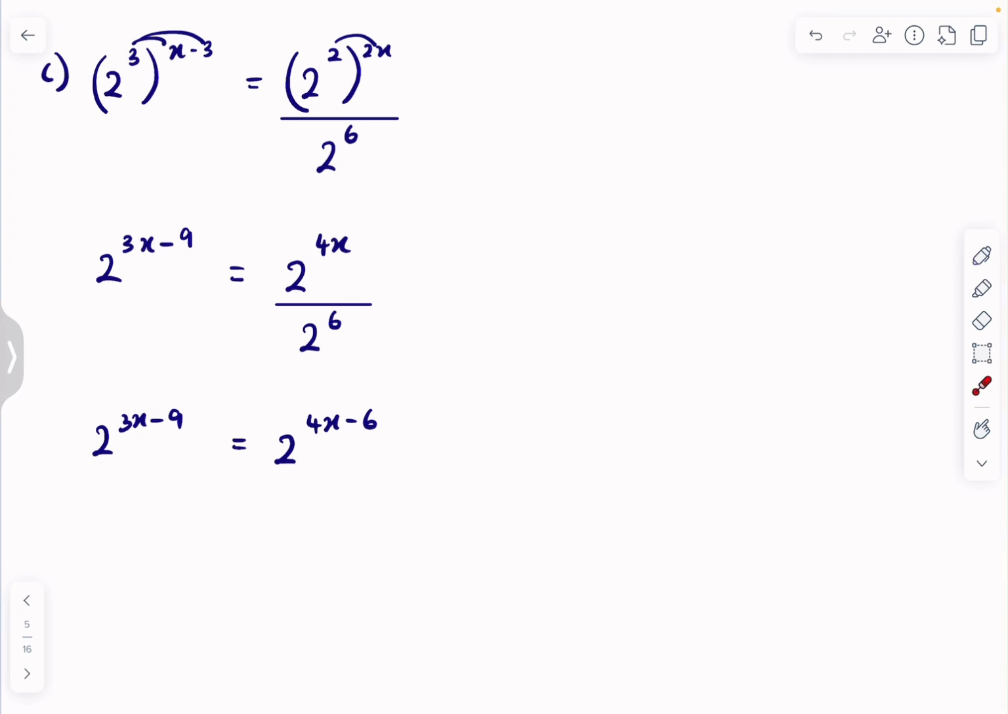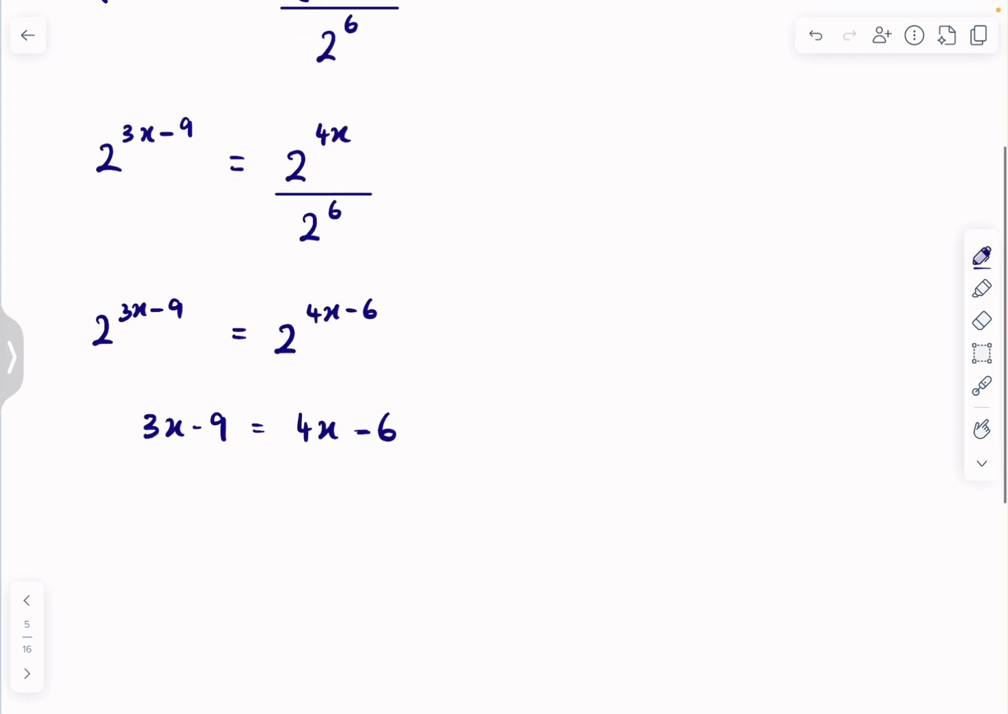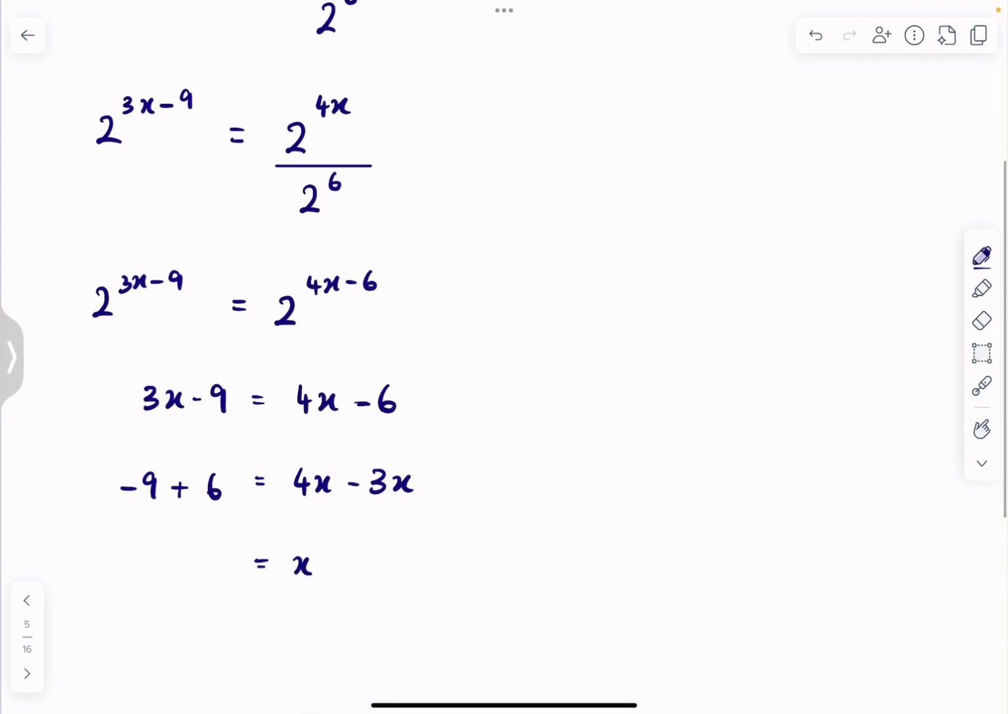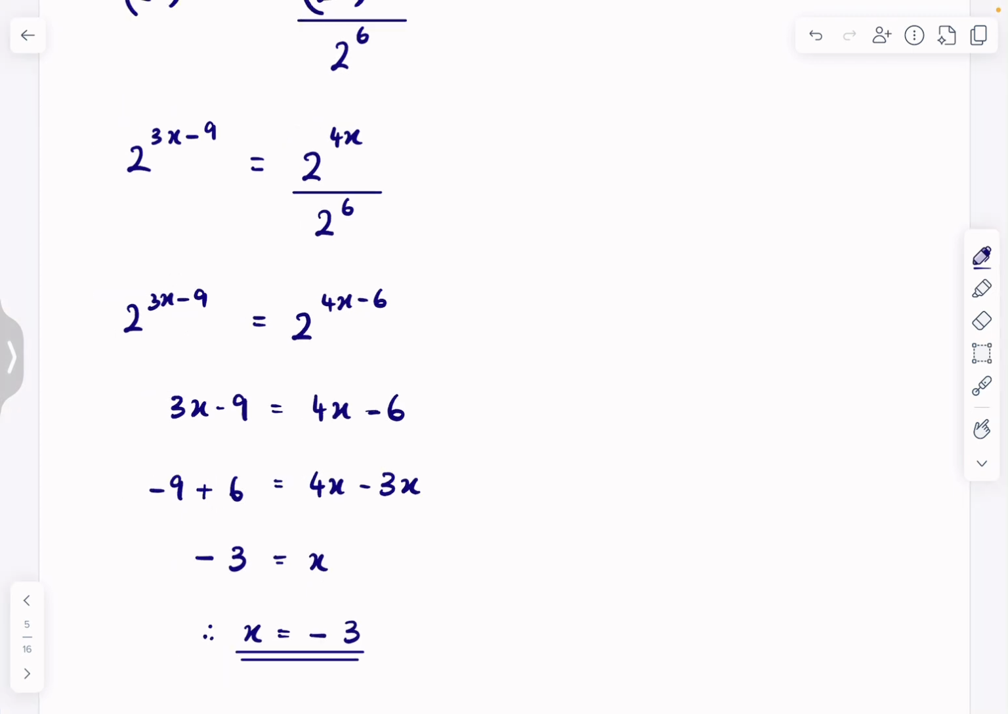Right. Now since the base is same, we can compare the power. So we can say 3x minus 9 is 4x minus 6. So 3x we bring over that side, 6 we bring here. So 4x minus 3x, this is negative 9 plus 6. Negative 9 plus 6 will be negative 3. So x is negative 3. Done. That's it.